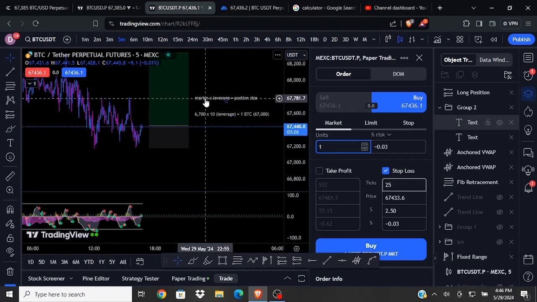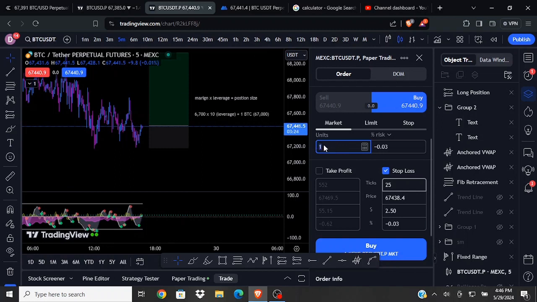But if you are typing in your margin, if this box right here was margin, right? If my margin was 1 Bitcoin, and let's say I was actually using 10x leverage here, then I would not have a position size of 1 Bitcoin, rather I'd have a position size of 10 Bitcoin. So it's important to know whether you are typing in your position size or your margin to your exchange. In this case, this is your position size.